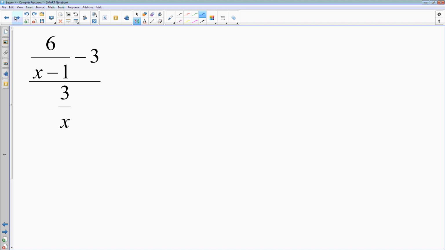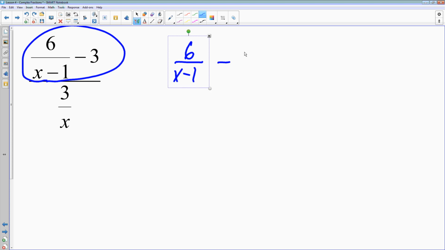All right, so here's our next problem. Got 6 over x minus 1 minus 3 all over 3 over x. So again, our numerator is not one fraction, so we need to get it to be one fraction. We have to get a common denominator. Our common denominator is going to be x minus 1.